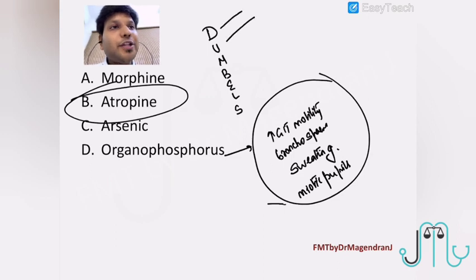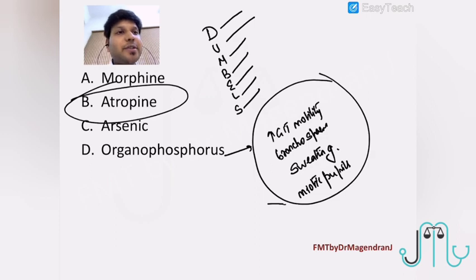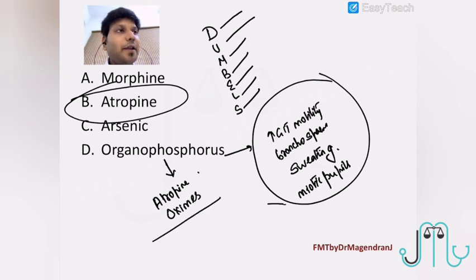Diarrhea, urination, miosis, bronchodilation, bronchospasm, bradycardia, emesis, lacrimation, and salivation. So these are the features which can be seen with OPC poisoning, and the treatment for that would be your atropine. Not only atropine, we should also give oximes. Okay.